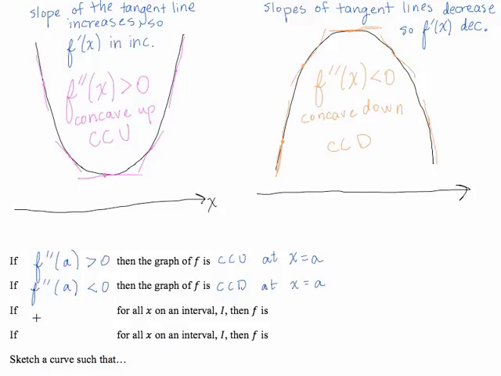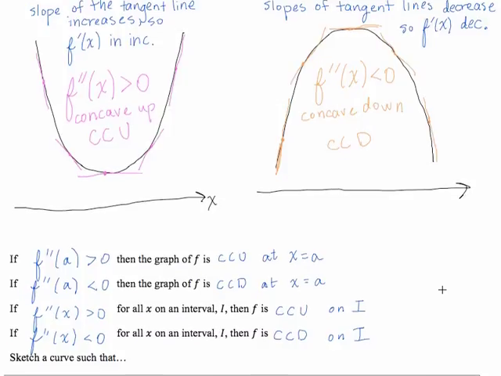More often you're interested in, is it concave up or down over an interval? So if f double prime of x is greater than 0 for all x on an interval I, then f is concave up on that interval I. And if f double prime is less than 0, or negative, for all the x values in an interval I, then f is concave down on that interval I.